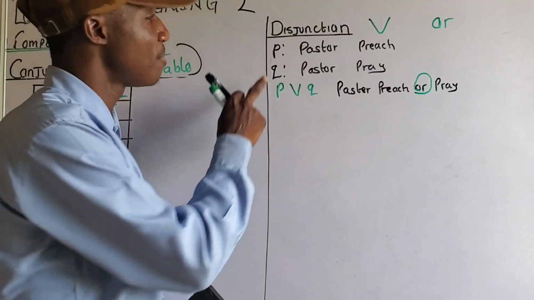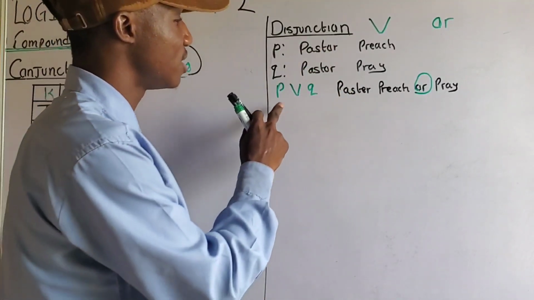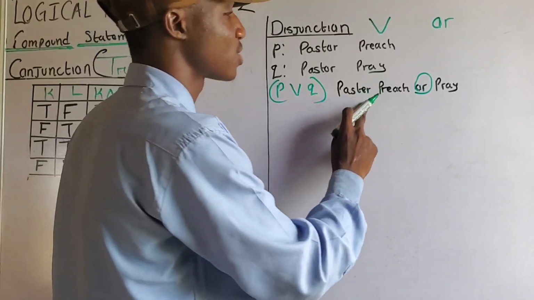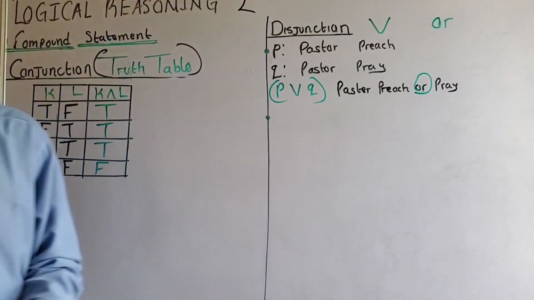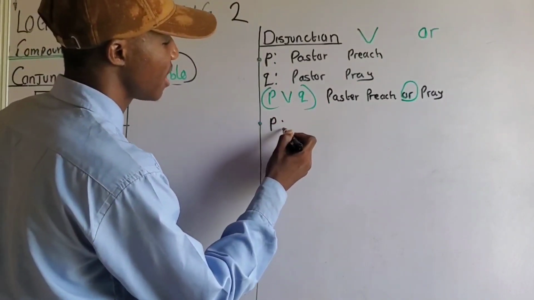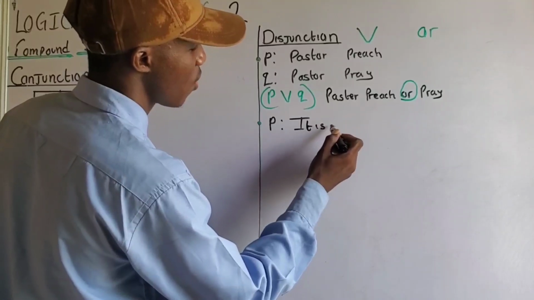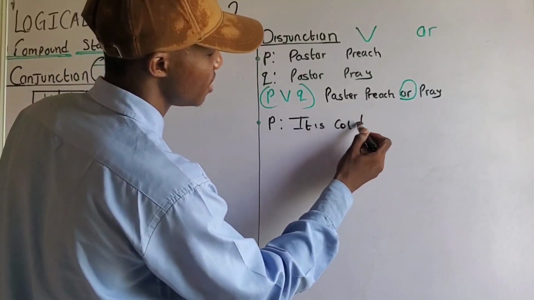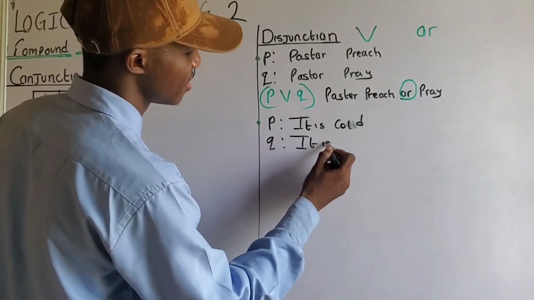Now look at this. P represents pastor preach and Q represents pastor pray. P disjunction Q is what? Pastor preach or pray. This is the first example. Now let us look at the second example. Let P represent it is cold, C-O-L-D, and let Q represent it is raining.